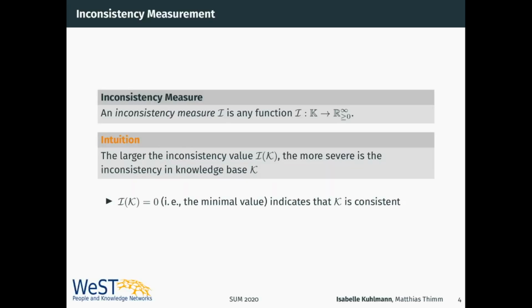First, what exactly is an inconsistency measure anyway? Well, an inconsistency measure is simply a function that maps a knowledge base to a positive real value. The intuition behind this is that we assign large values to very inconsistent knowledge bases and rather small values to less inconsistent knowledge bases. Or in other words, the more severe an inconsistency, the larger the inconsistency value. The value 0 indicates the absence of inconsistency. So if a knowledge base gets the value 0, it means that it's consistent.